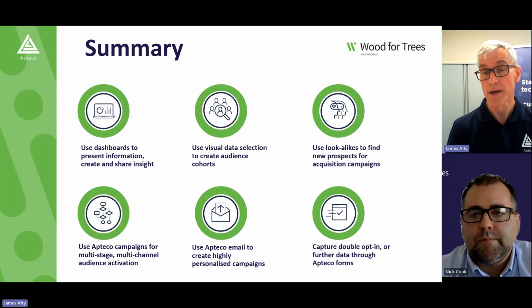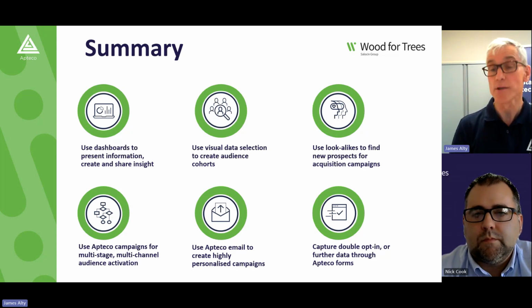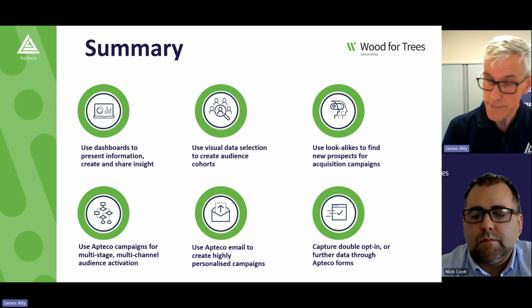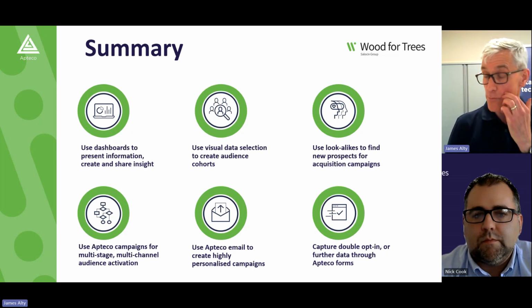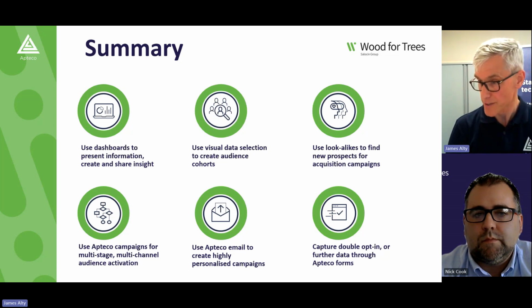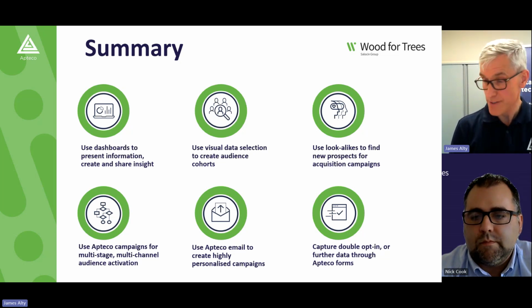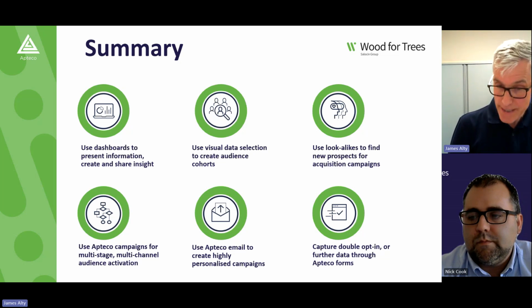That audience cohort was then used as the start point to train a lookalike model. And that lookalike model was used to find new prospects for our cycle event activity. And remember, we excluded anyone who got a negative score, and we excluded anyone who'd already done a cycle event. And so we were targeting supporters that might be interested but haven't yet participated. And we did that targeting using an Aptico campaign.